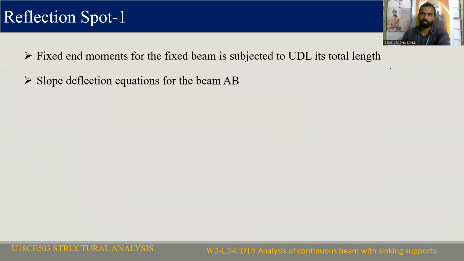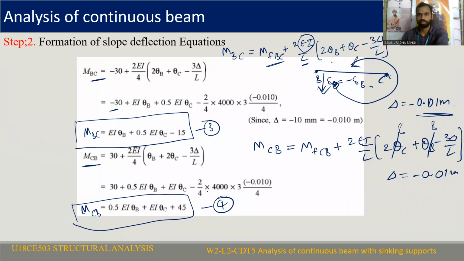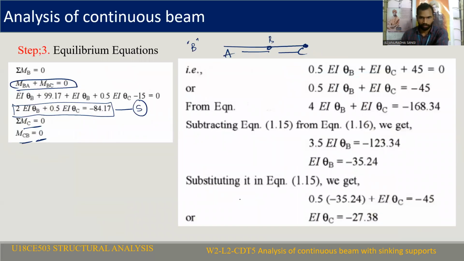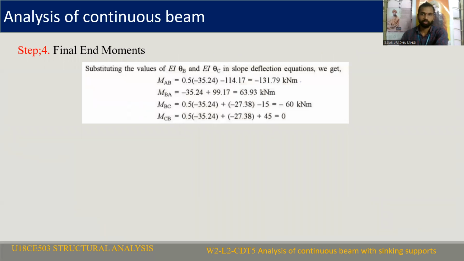From these equations, substituting MBA plus MBC equal to 0 and MCB equal to 0, you're going to get the EI theta B and EI theta C values. EI theta B is equal to minus 35.24, and EI theta C is equal to minus 27.3. These values you need to substitute in equations 1, 2, 3, 4 of step 2. EI theta B and EI theta C substituted, you're going to get the final end moments. So these are the final moments.